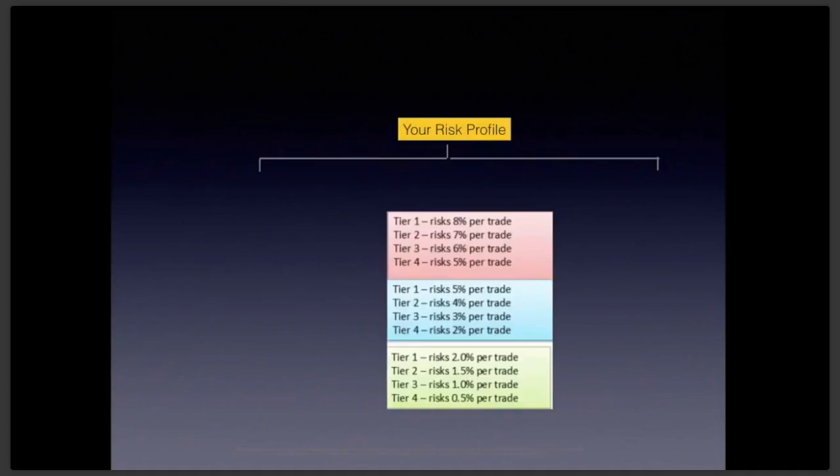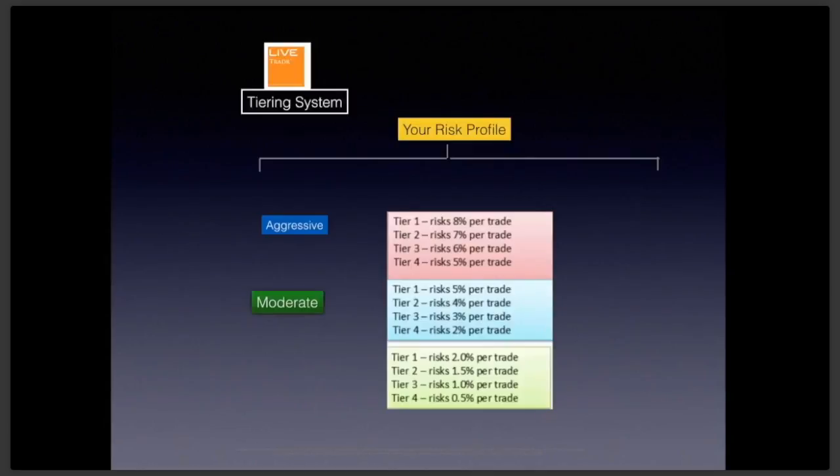Right, so tiering entry and exits, it depends on your risk profile. If you're an aggressive trader, tier 1, you risk about 8% per trade. Tier 2 will be 7%, 6%, and 5%. If you're a moderate, not so aggressive trader, I would say tier 1 will be 5%, tier 2 will be 4%, tier 3 will be 3%, and tier 4 will be 2%. And if you're a very conservative trader, tier 1 will be 2%, tier 2 will be 1.5%, tier 3 will be 1%, and tier 4 will be 0.5%.